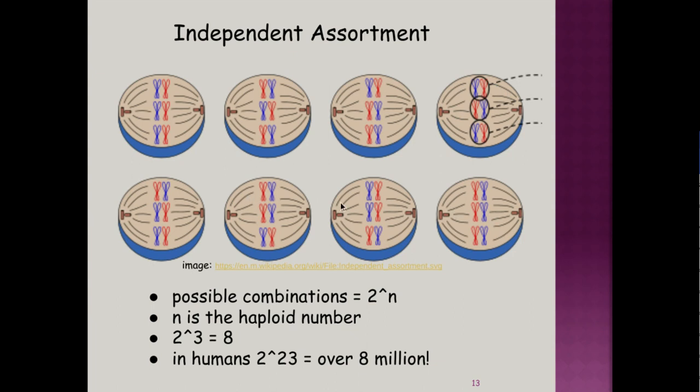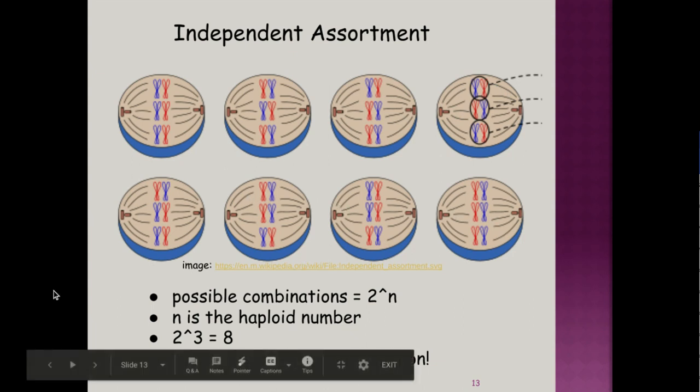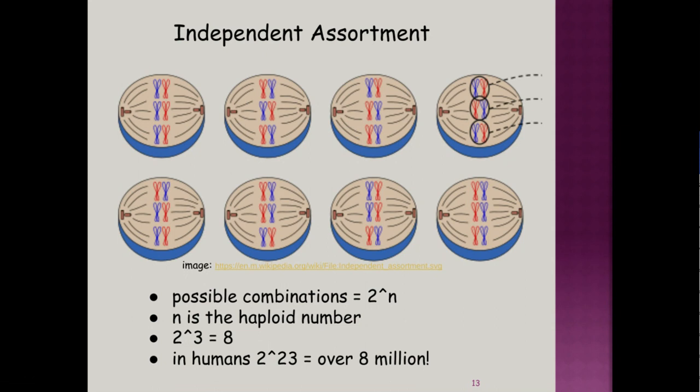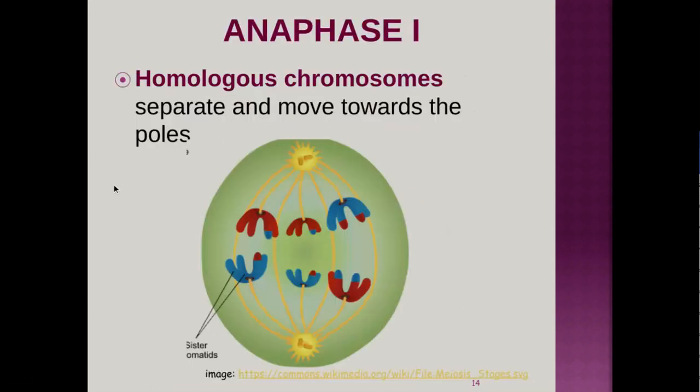But this gets big really fast. In people, you have 2 to the 23rd power. That gives you over 8 million different ways that the chromosomes can line up. Lots of genetic diversity.